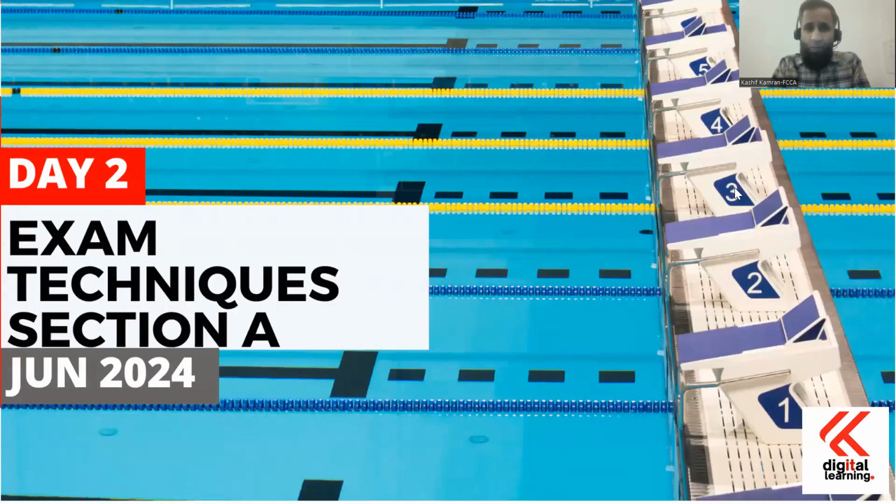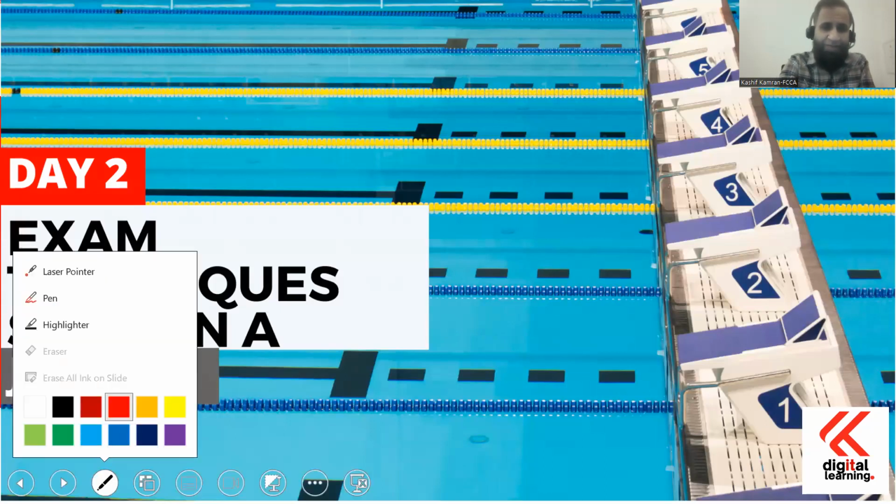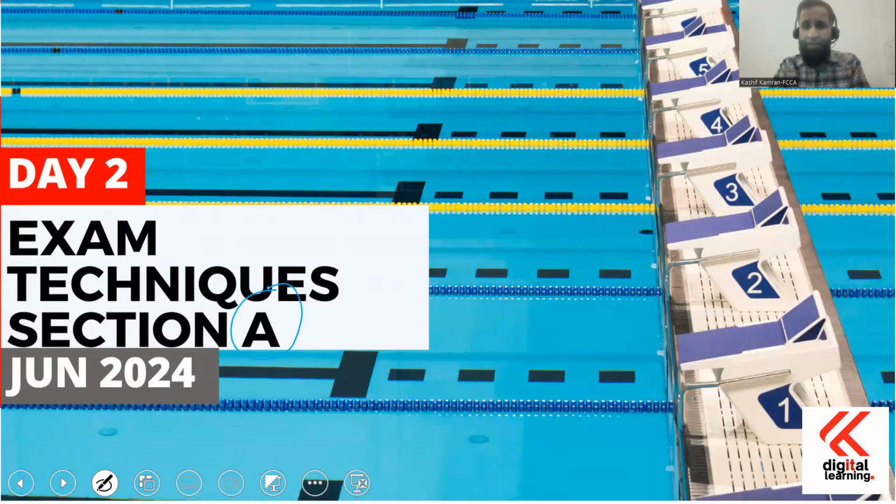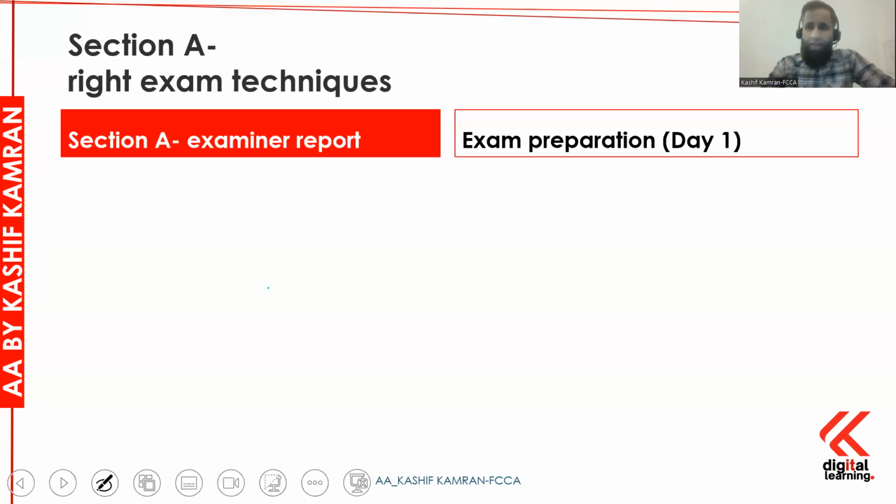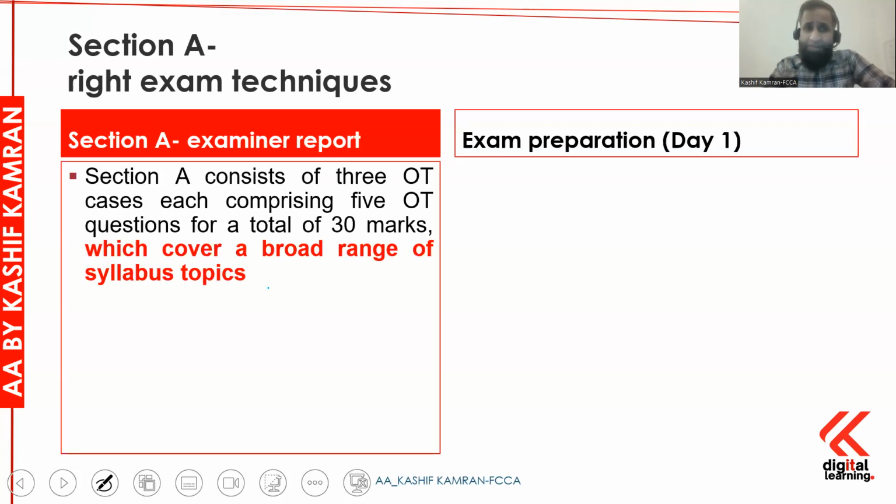Okay, so right here we are with exam techniques. And firstly, we're looking at exam techniques for Section A, the 30 marks section. Now, the first thing on the left column, I tried taking some extracts from the recent December 23 examiner report for Section A, and this is what the examining team told us about Section A. Section A consists of 3 OT cases. We discussed that yesterday. It has 15 OT questions, each worth 2 marks. We spent time on that yesterday.